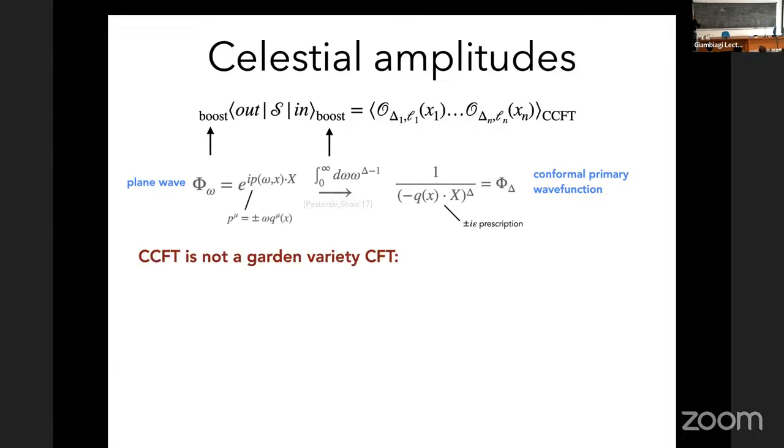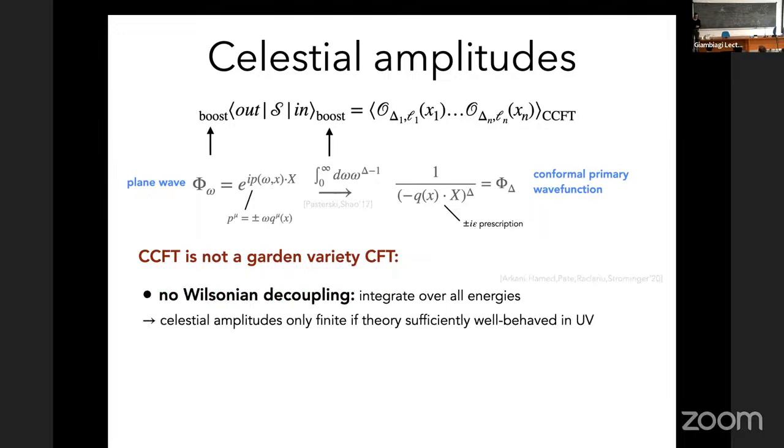But this celestial conformal field theory living at the boundary of asymptotically flat space is not your garden variety conformal field theory. And this is in reply to the question. There's no Wilsonian decoupling because we integrate over all energies. And so celestial amplitudes are only well-defined if the UV is sufficiently well-behaved. So you could see this as a bug because most amplitudes that we would write down will have infinite Mellin integrals. But you could also see it as a feature in that in string theory, for example, where the UV is sufficiently soft, these amplitudes are completely well-defined. And so you could use this as a condition that a good UV theory should have a well-defined celestial amplitude. And maybe that helps us in constraining from a more bottom-up perspective what kind of UV behavior we can allow.